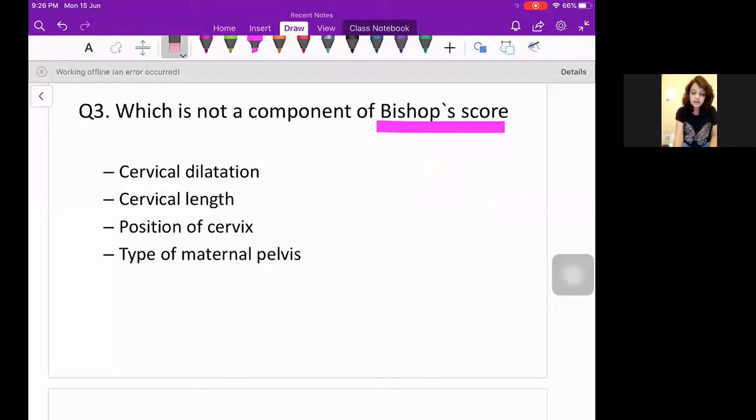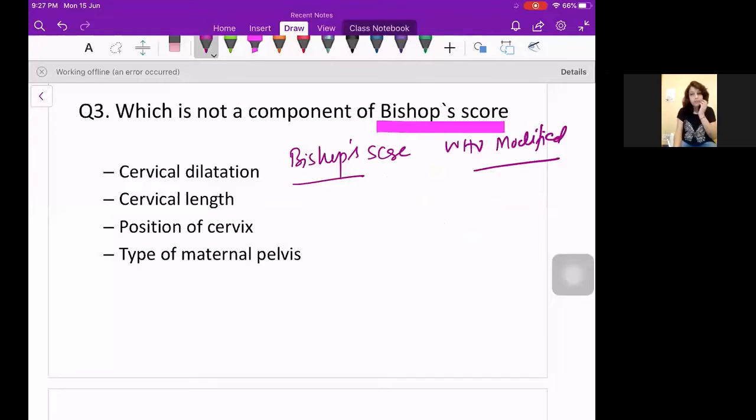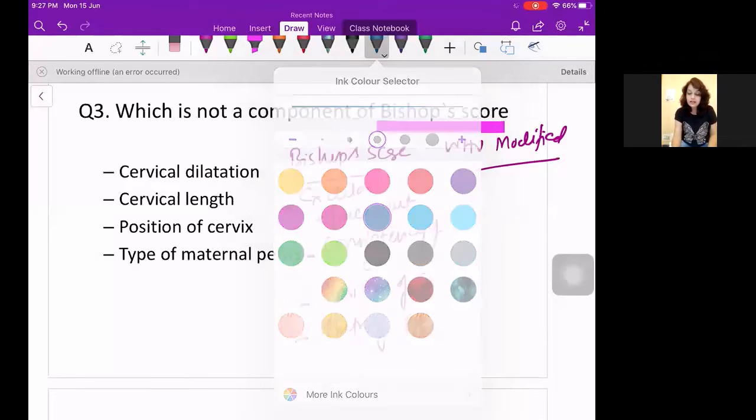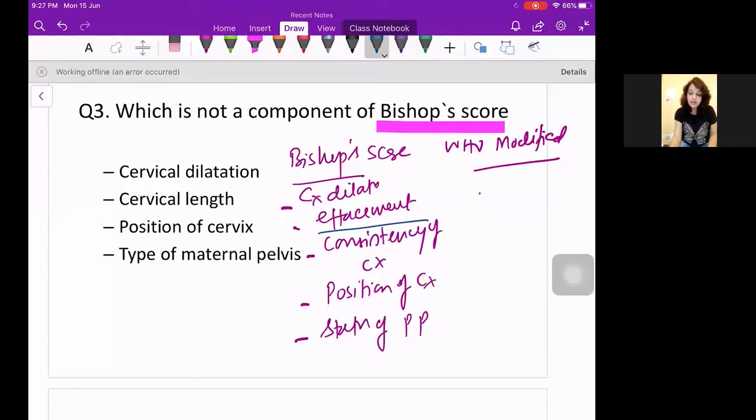Where you have to understand, there is Bishop's score and there is WHO modified Bishop's score. What is the difference? In the Bishop's score, there is cervical dilatation, cervical effacement, consistency of the cervix, position of the cervix, and station of the fetal presenting part. All the things are the same in the WHO modified Bishop score. The only thing is, instead of effacement, they use the term cervical length.